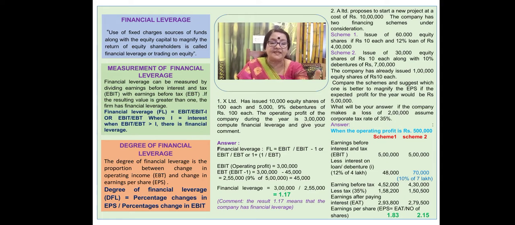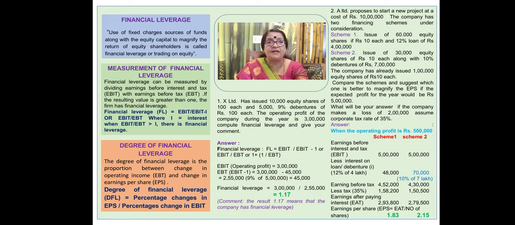Usually companies design their capital structure giving more prominence to debt capital, which will increase the return to equity shareholders. A company generating reasonably high returns will be able to pay a relatively high dividend on equity shares. So, the use of fixed charge sources of funds along with the equity capital to magnify the return of equity shareholders is called financial leverage or trading on equity. Last session I explained it.